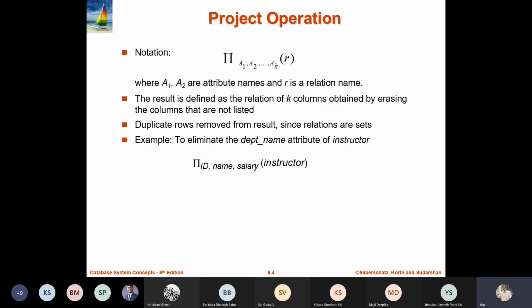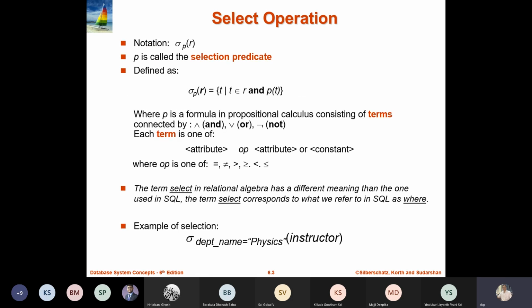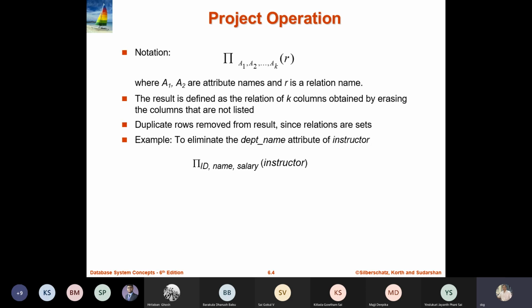So another popular operation is the project. In this case, we select a set of columns from the available columns of this relation R. A1, A2, ..., Ak are the attribute names and R is the relation name. The result is defined as a relation of k columns obtained by erasing the columns that are not listed.